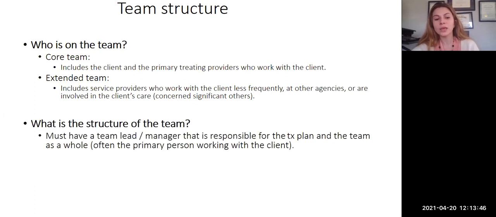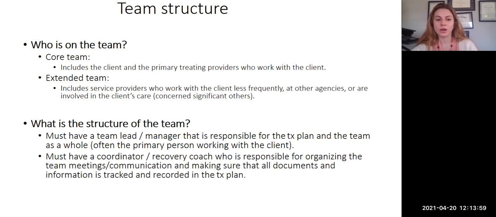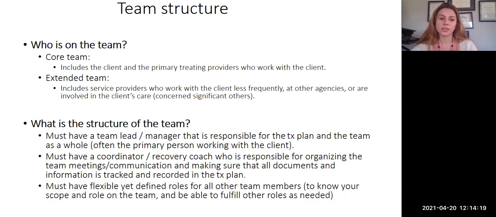What's the structure of the team? Every team needs to have a team lead or a manager, somebody who, the buck stops here, is responsible for that treatment plan and the team as a whole. Sometimes they're the primary person working with the client, but not all the time. Every team needs to have a coordinator, or what's called a recovery coach, who's responsible for the logistical, administrative components of the team, organizing the meetings, communicating about those meetings, documenting into the treatment plan when staffing takes place, and tracking or recording the various things that are necessary to have a robust and real-time treatment plan.